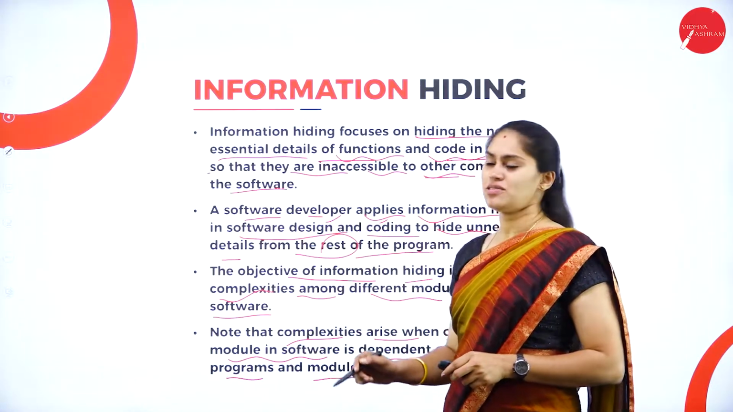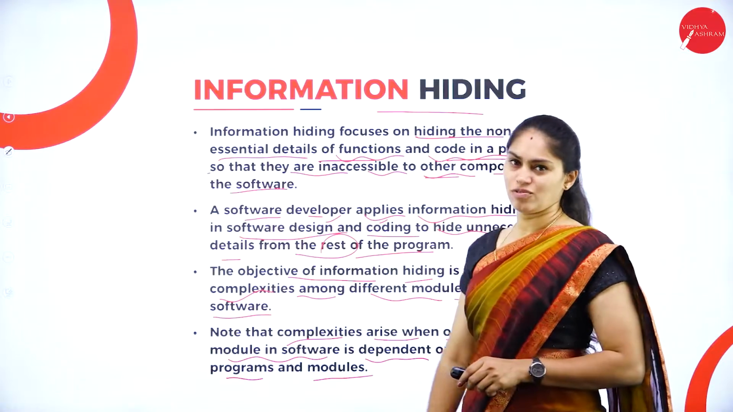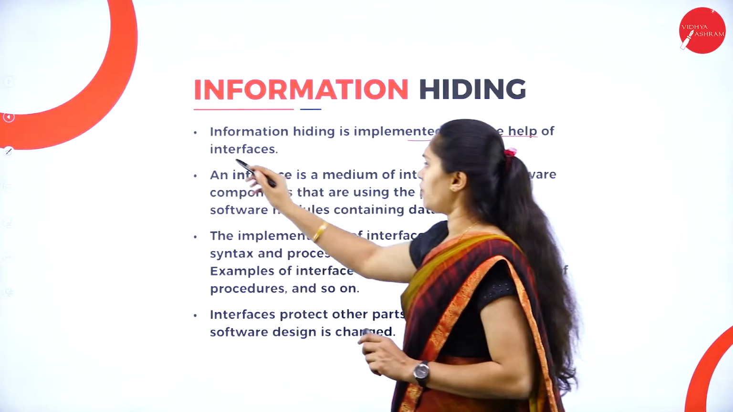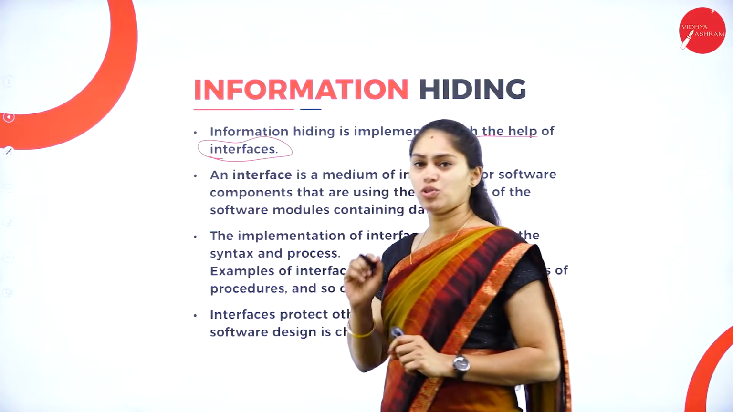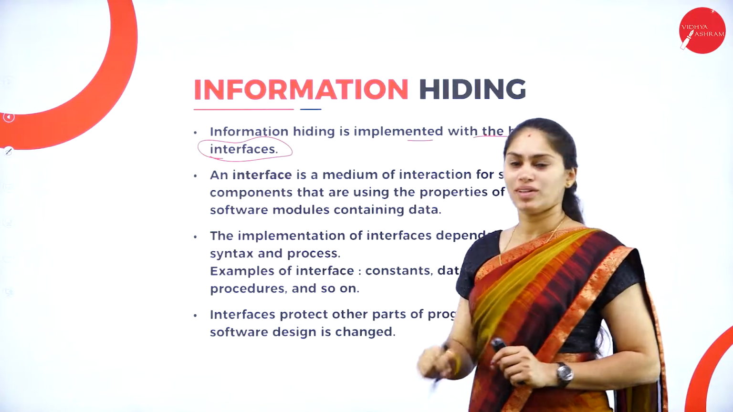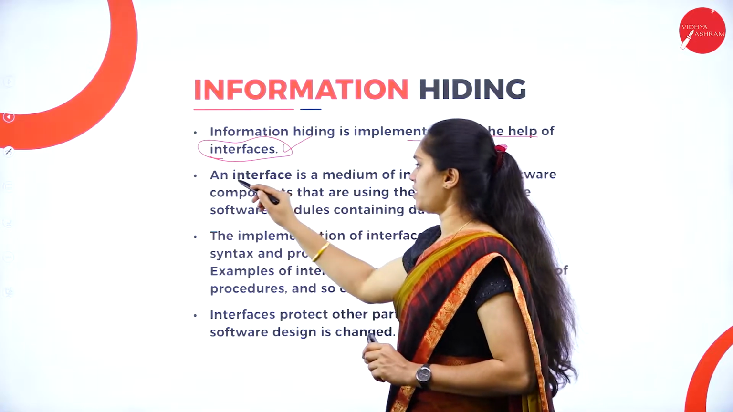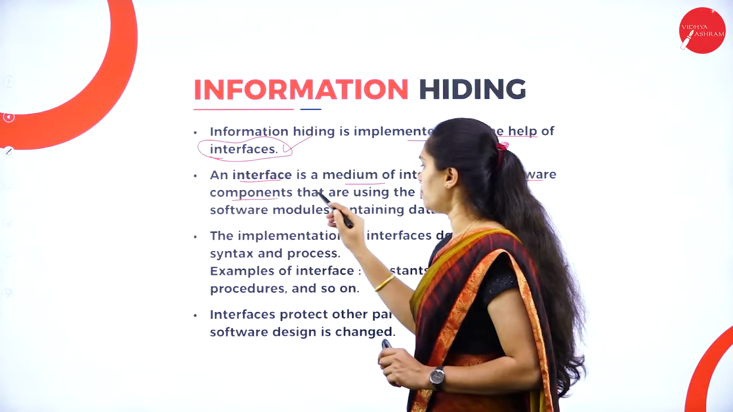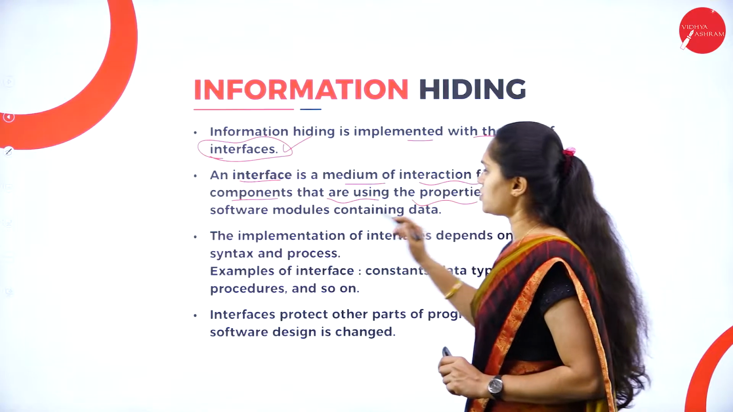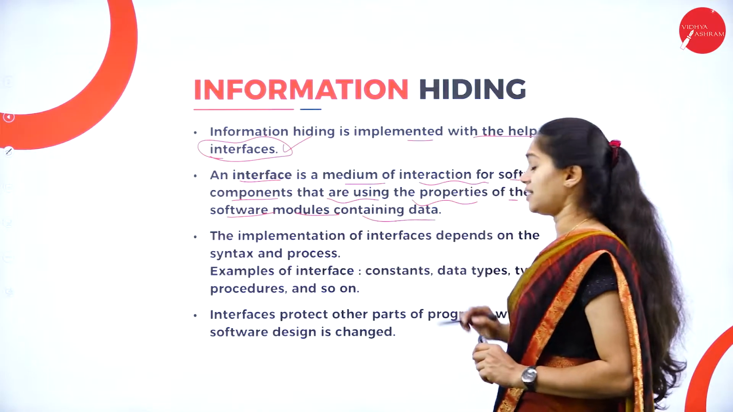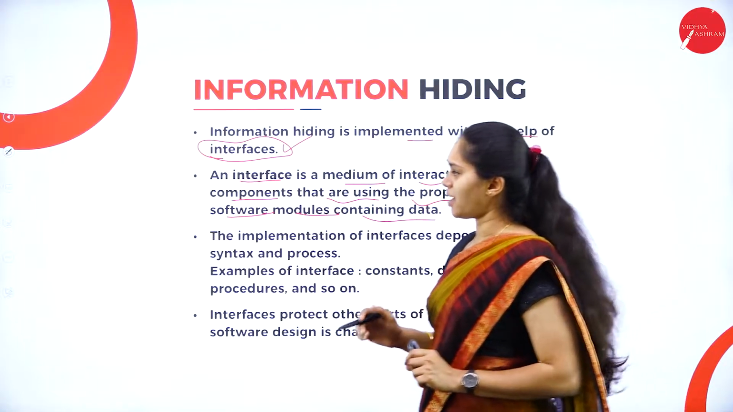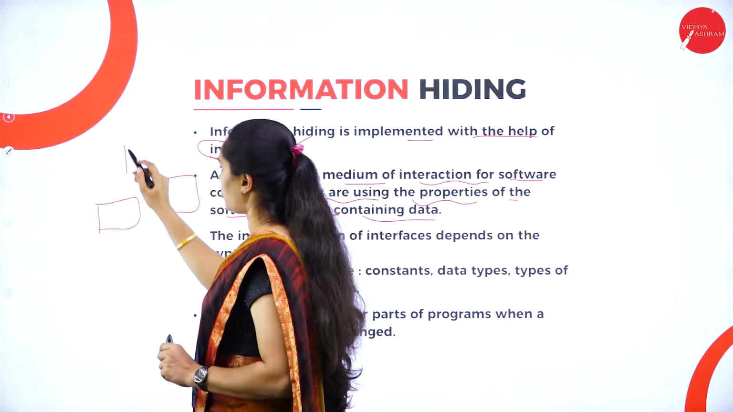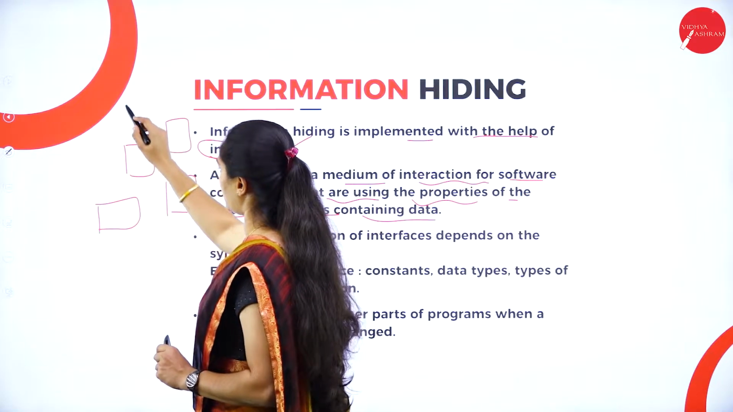In order to reduce that, we have to follow information hiding, and it is mainly implemented with the help of interfaces. How are we going to hide the information? That too with the help of this interface. Here, an interface is a medium of interaction for the software components that are using the properties of the software modules containing the data. For example, if I have 5 modules in my software, each module is going to have its own data, right?